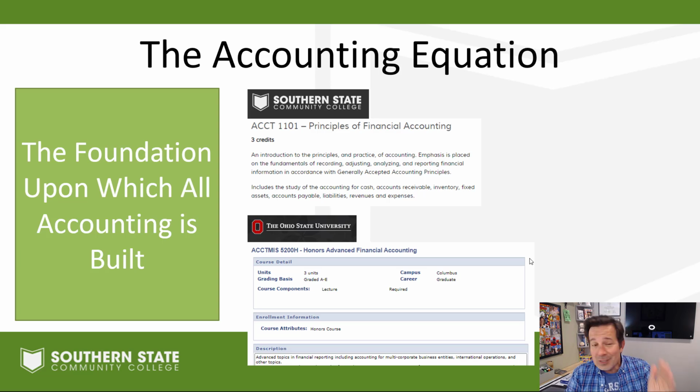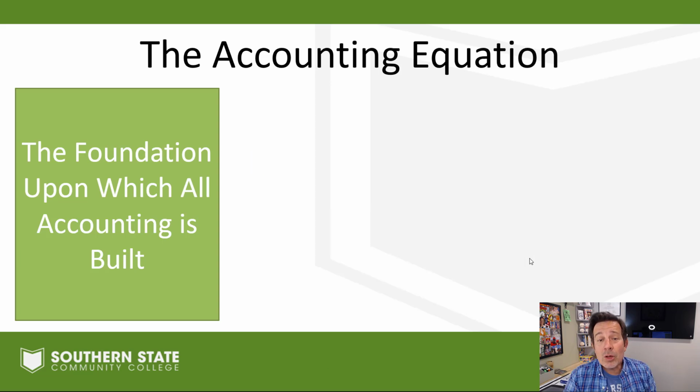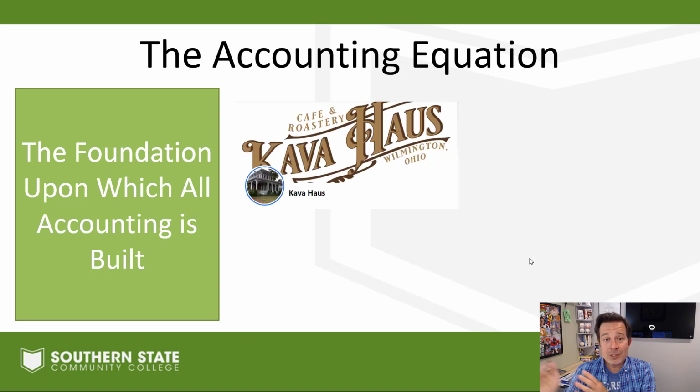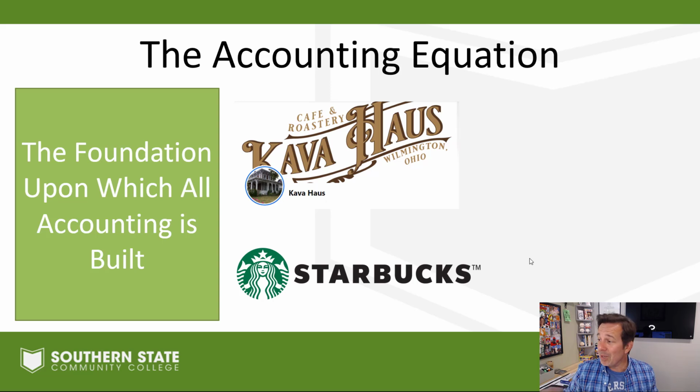The real deal. Doesn't matter whether we're talking about beginning accounting or all the way at the top of the academic world at the graduate program at Ohio State. The accounting equation is going to be the same. It also doesn't matter if we're talking about a local small business like Kava House, our coffee shop here in Wilmington, or if we're talking about the biggest coffee company in the world, Starbucks. The accounting equation is going to be the same for both of them. All right? And so I can't say it enough. The accounting equation, knowing it, learning it, understanding it, is critical to you being able to understand accounting. So let's go ahead and start figuring it out.